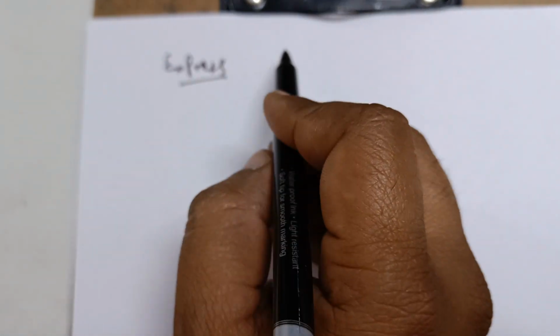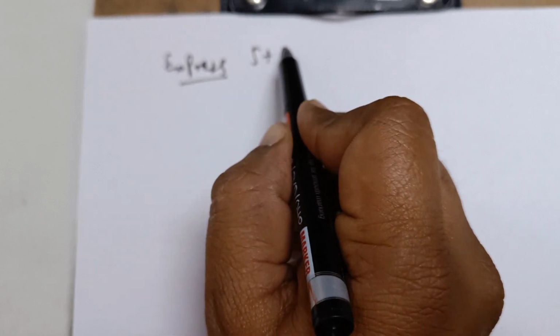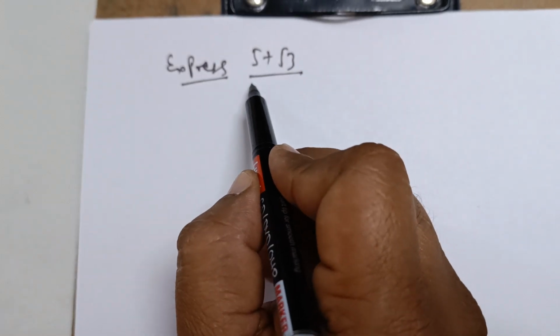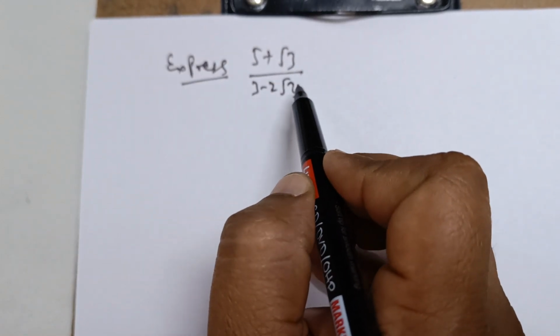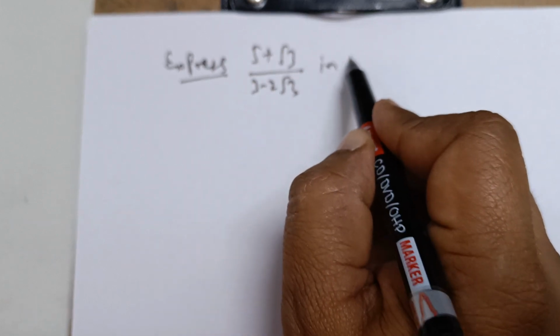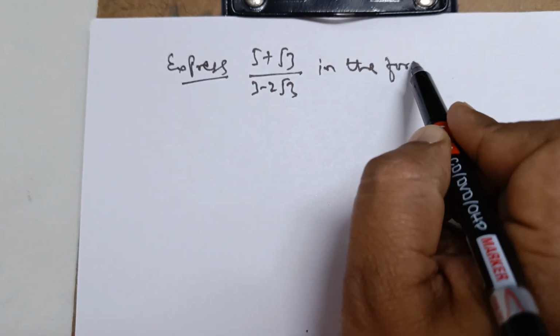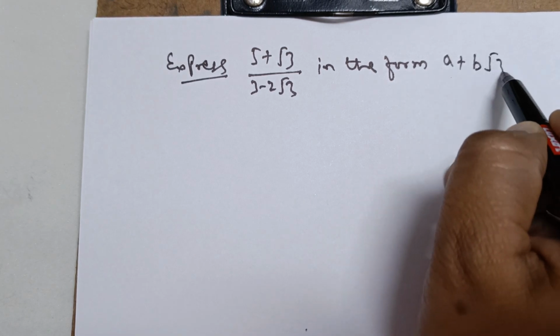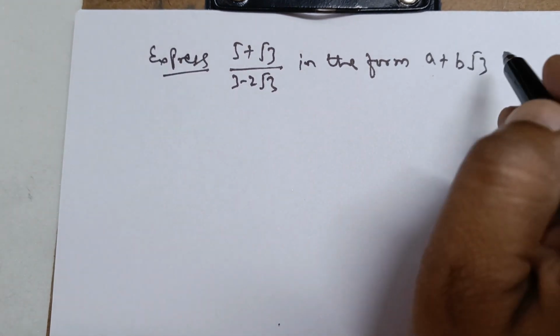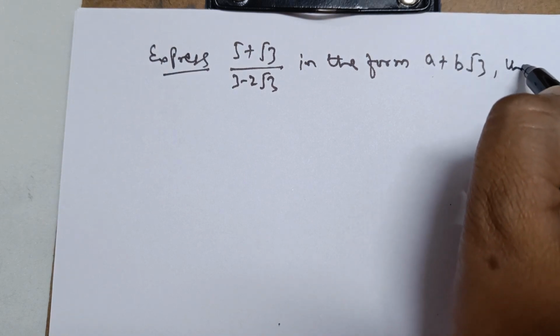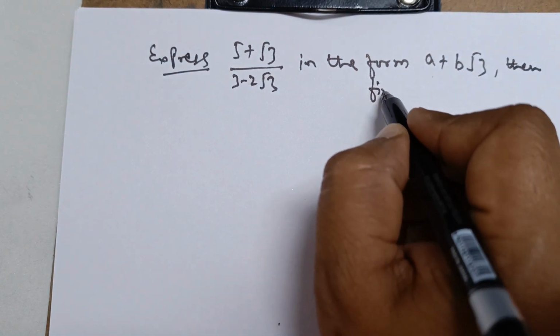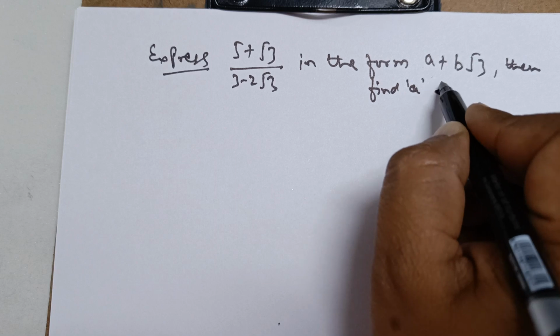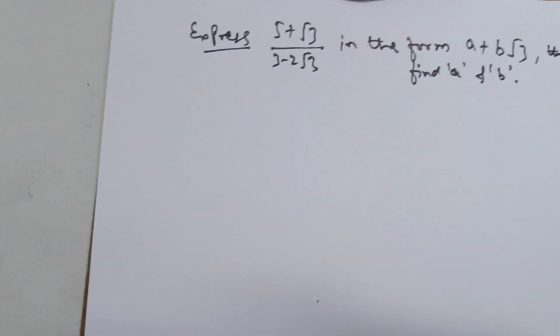Now the questions that come from this topic are like: express 5 plus root 3 divided by 3 minus 2 root 3 in the form of a plus b root 3, and then find the value of a and b. So how will we do this?